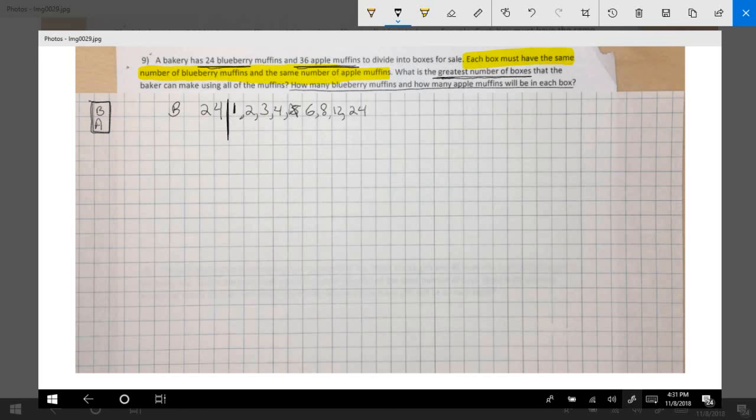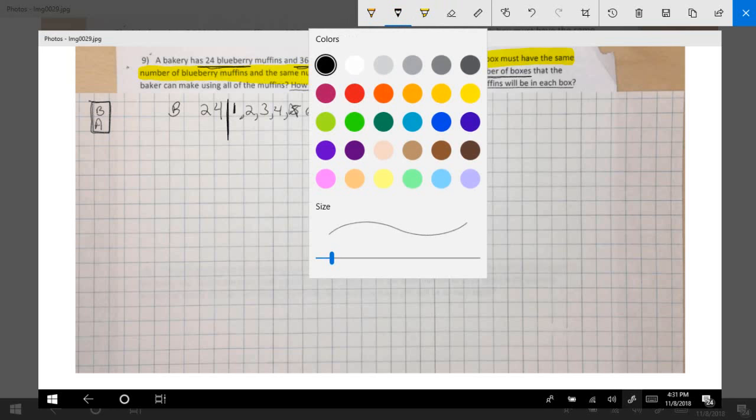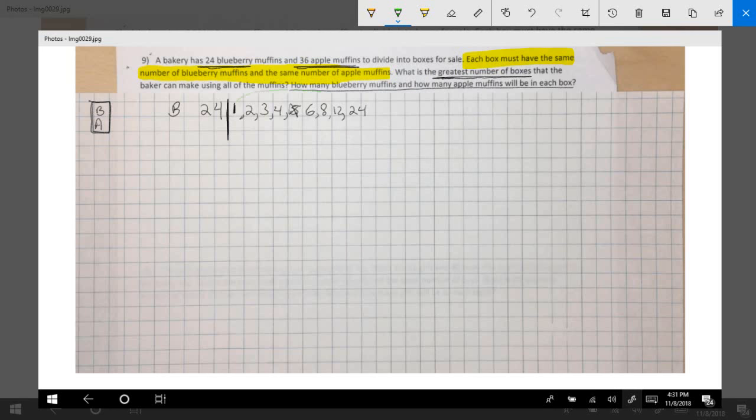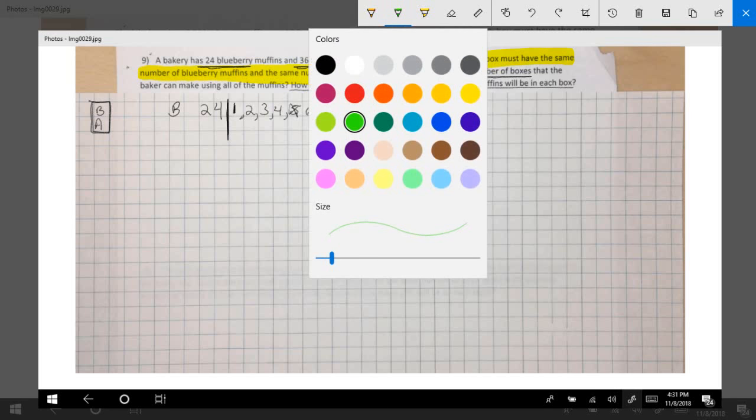So I can kind of see, and I'm only going to do this really briefly, that I have factor pairs: 1 times 24, 2 times 12, 3 times 8, 4 times 6, right? Those are factor pairs, where 1 times 24 is 24, 2 times 12, and so forth, in case you're not seeing the connection yet to what we're doing. Okay. So now I know those are all my options for how I could divide up the blueberry muffins.